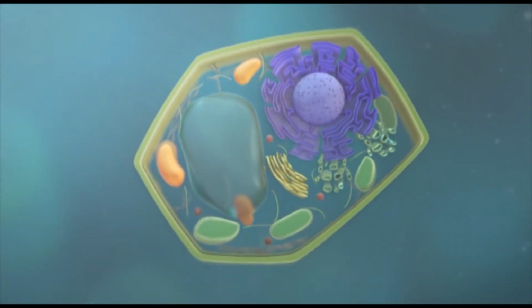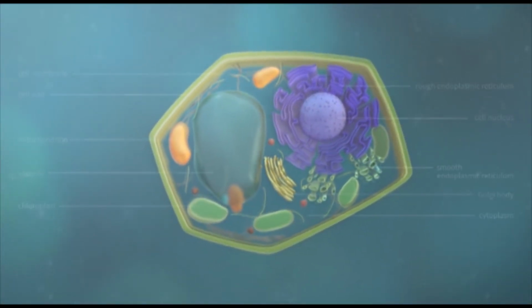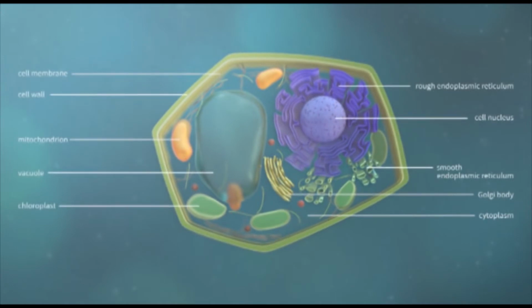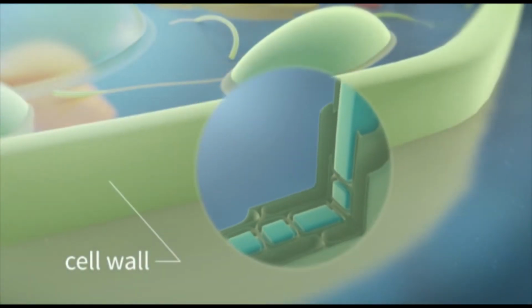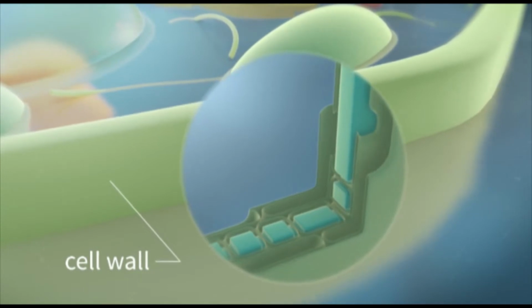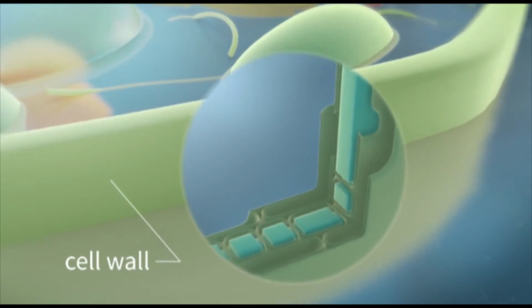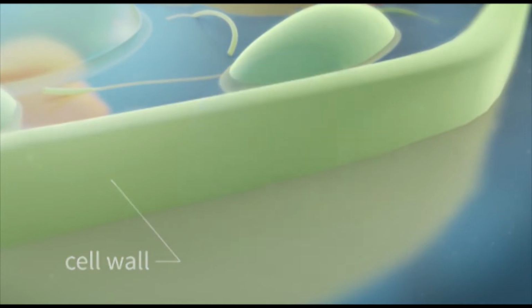Like other organisms, plants are made of cells. Plant cells have cell wall, cell membrane, cytoplasm, nucleus, plastids, large central vacuole, Golgi apparatus, ribosomes, mitochondria, and lysosomes. The cell wall is a rigid layer which is composed of cellulose, glycoproteins, lignin, pectin, and hemicellulose.